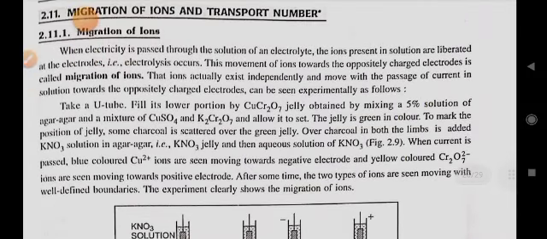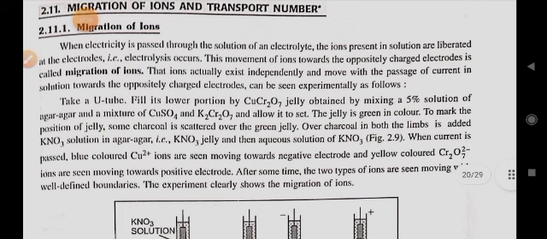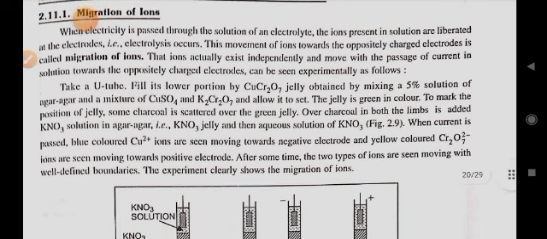Migration of the ions and the transport number. Migration of ions: when electricity is passed through the solution of an electrolyte, the ions present in the solution are liberated at the electrodes, that is, electrolysis occurs. The movement of ions towards the oppositely charged electrodes is called migration of ions. Ions actually exist independently and move with the passage of current in solution towards the electrodes.